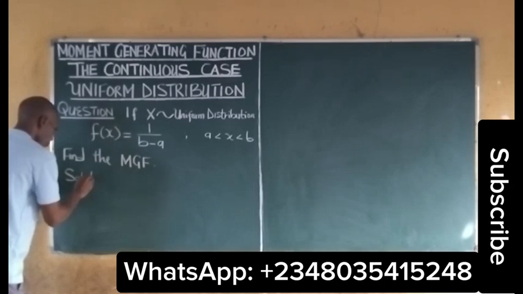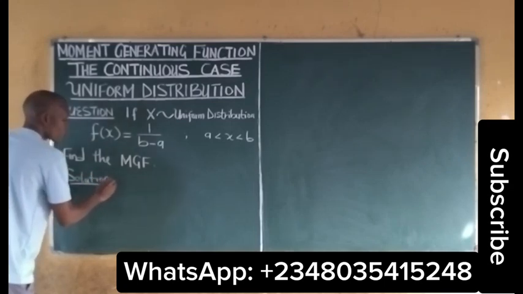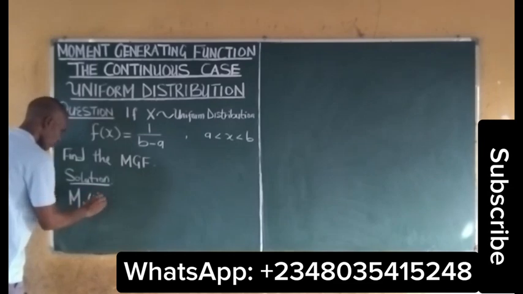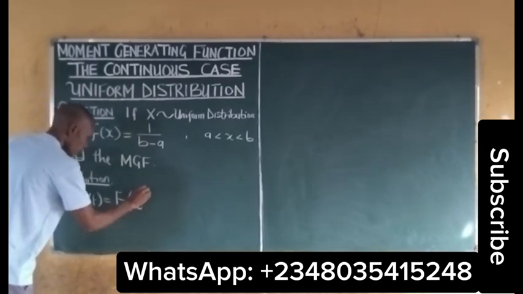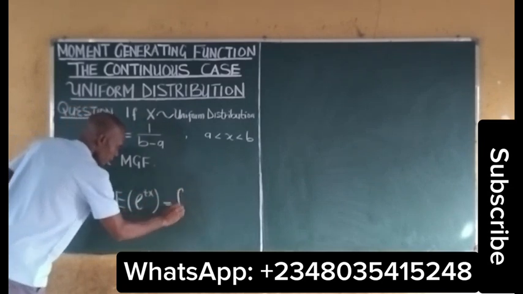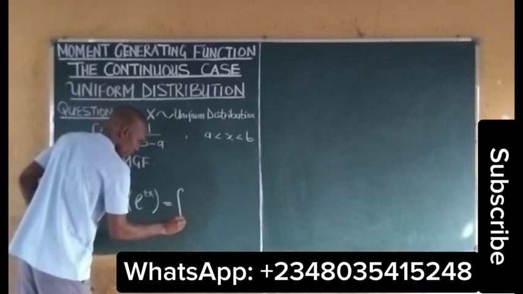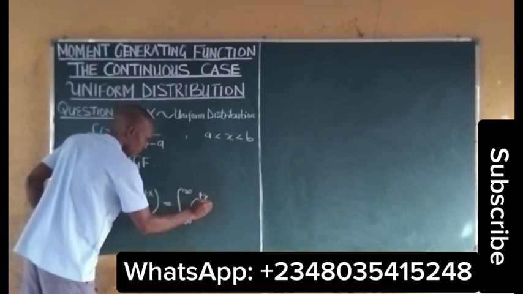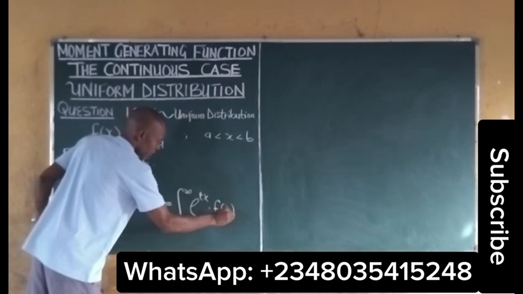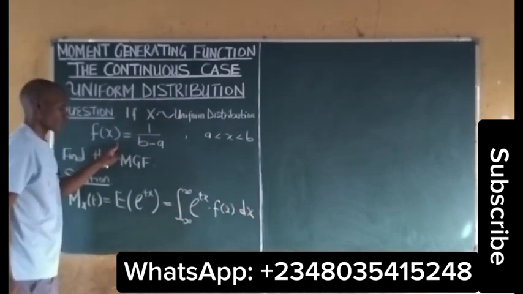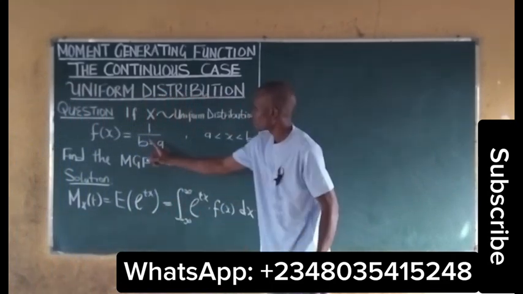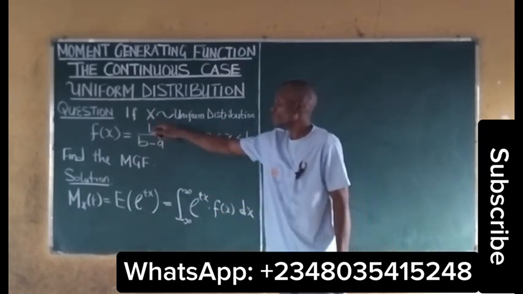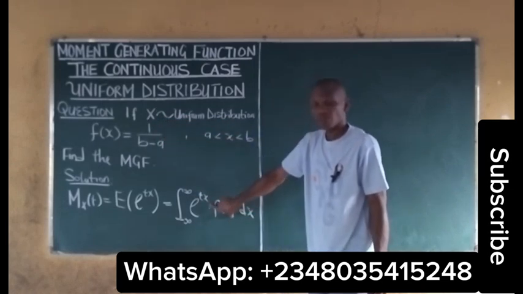Solution. For the moment generating function, we should recall that the moment generating function is equal to the integral from negative infinity to infinity of exponential tx multiplied by f of x, which is the function given. So this f of x is the function given. All we need to do for the moment generating function is just to substitute the given function into this place.